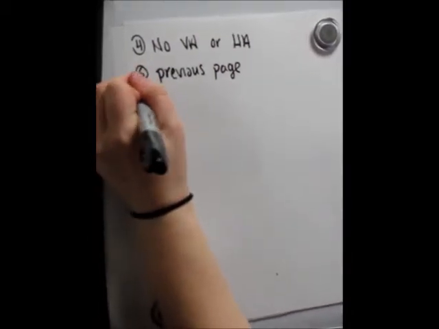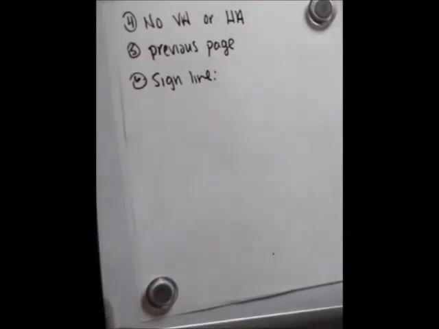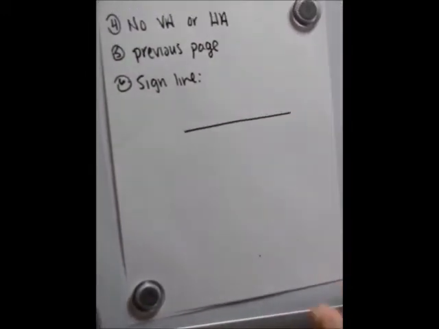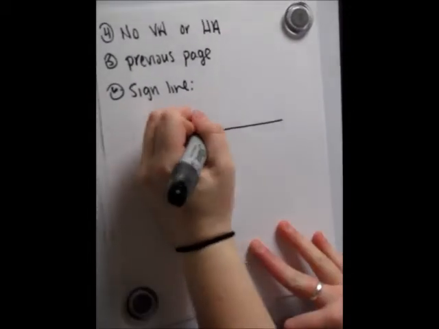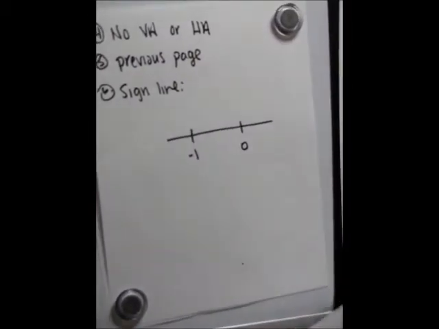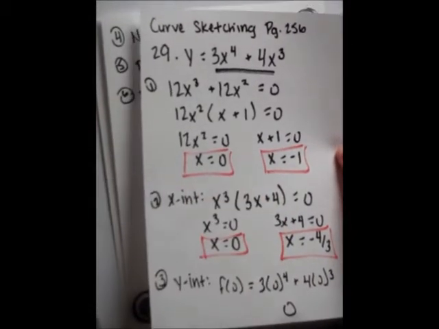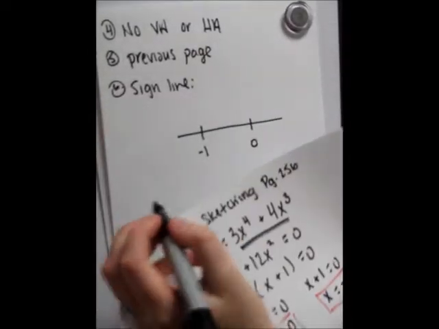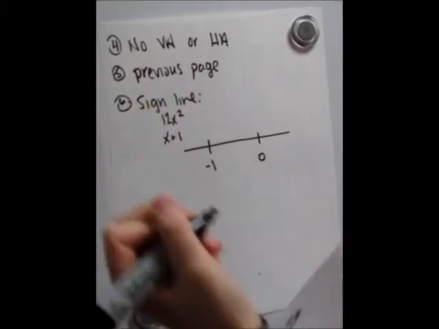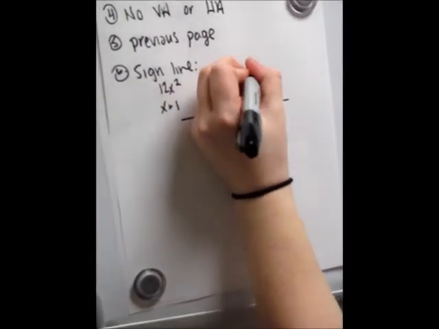Our sixth step will be to draw a sign line. Now to draw a sign line, you're going to draw a horizontal line using your critical values on the line. So we'll have negative 1 and 0. Now negative 1 will plug back into 12x squared, and the 0 will plug into the x plus 1. So we're going to write those off to the side up here. And you're going to draw a dot where we'll plug in.